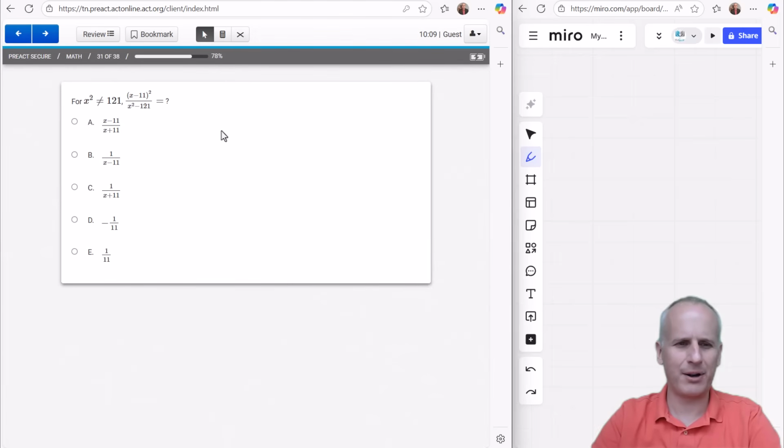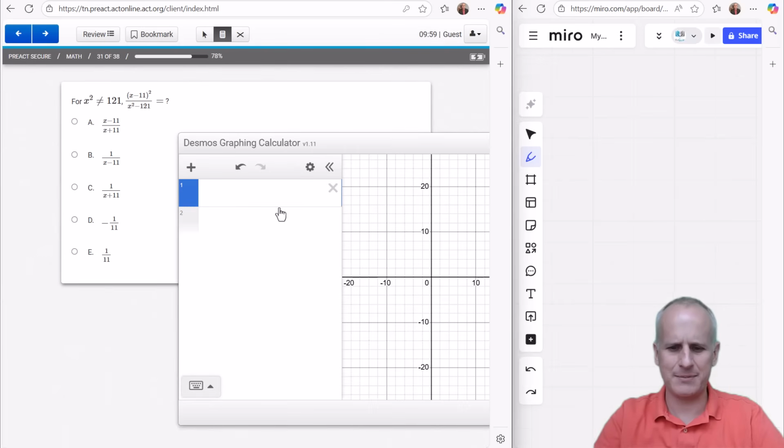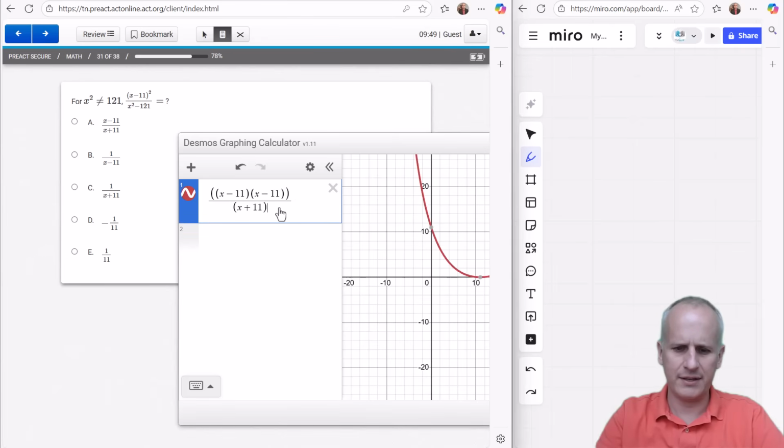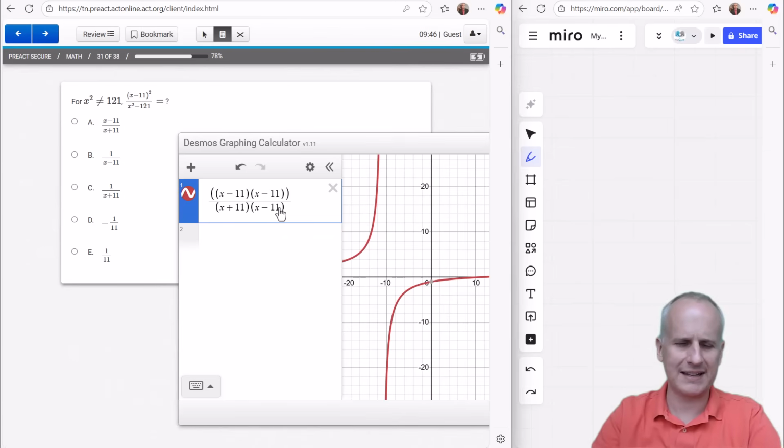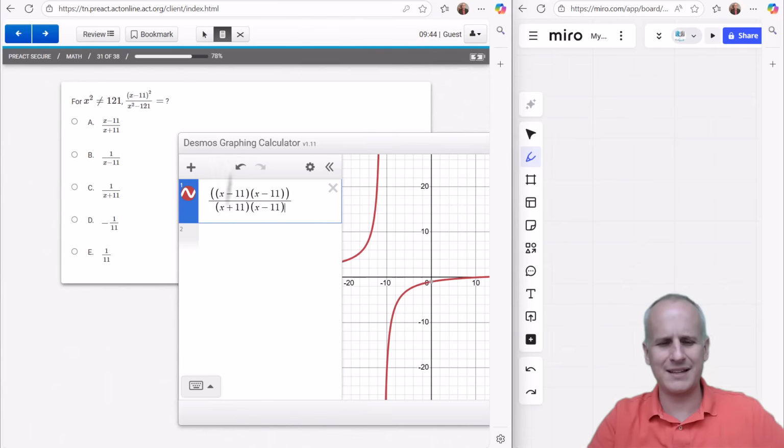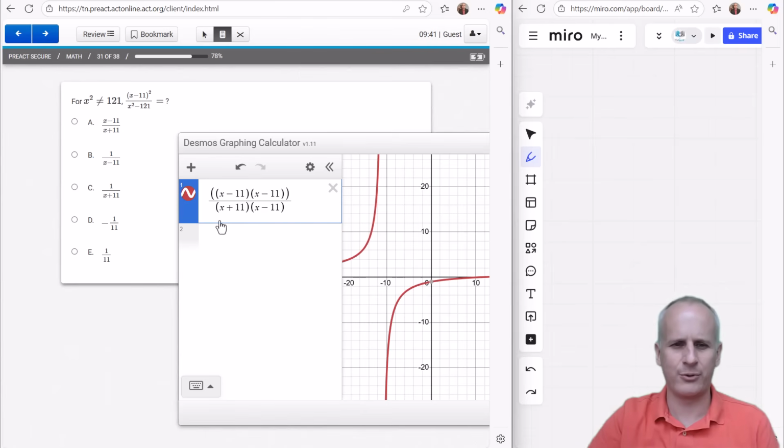Here we've got a problem where we need to recognize something known as the common quadratic identities. The numerator here is going to become x minus 11 times x minus 11, so I'm going to expand that out. And then in the denominator, we're going to have x plus 11 times x minus 11, because that's how you get x squared minus 121, because 11x and negative 11x are going to cancel out. Of course, x minus 11 is going to cancel out from the numerator and the denominator, leaving us with the correct answer of A for this problem.